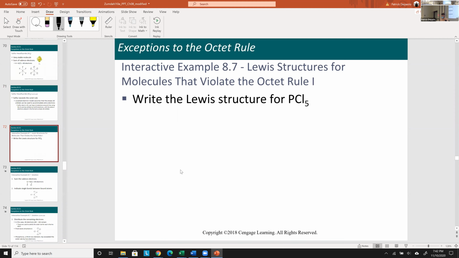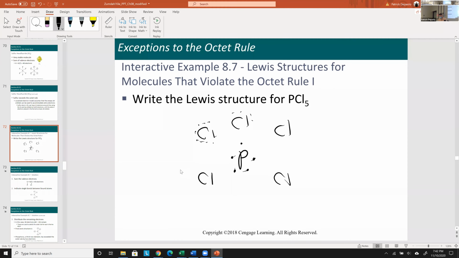All right, so write the Lewis structure for PCl5. So which one's in the middle? P. And the Cl's are all around it. Cl, Cl, Cl, Cl, Cl. Doesn't matter where you write them. Phosphorus has 5 valence electrons. Chlorine has 7. So I got to write all the dots.